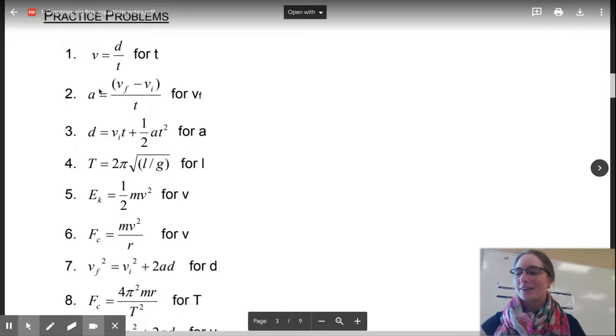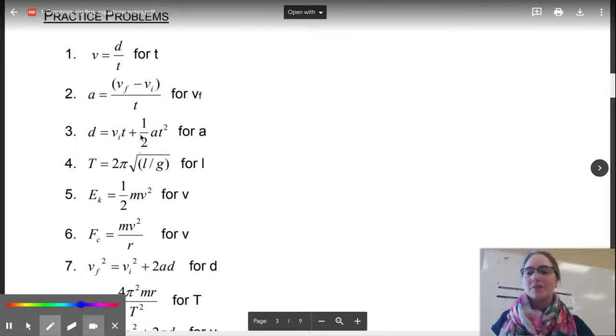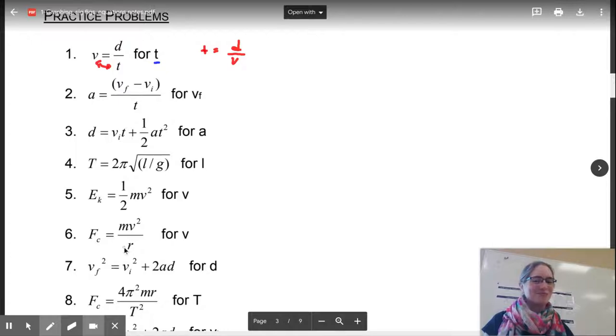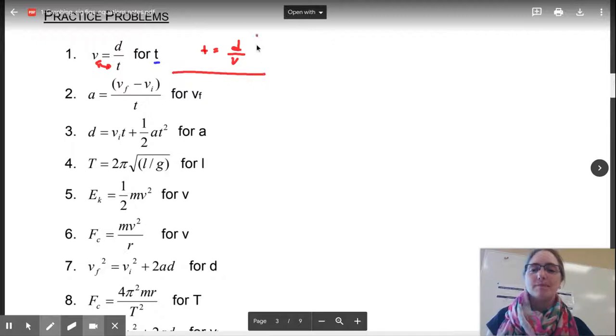All right? So we have, ladies and gentlemen, v equals d over t, and we arrange for t. So what you are going to do is, well, look at this. I can swap places, which means t is going to equal d over v. Sounds good? Awesome. All right, so that is question number 1.